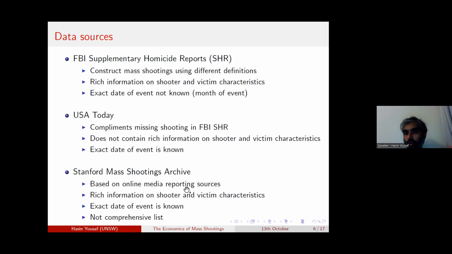This was based on online media reporting. Whenever mass shootings were reported online, they were captured here, and it collected much richer information on shooter and victim characteristics than the FBI Supplementary Homicide Reports. The exact date is also known. However, the drawback is that it's not a comprehensive list, and it doesn't aim to be. It aims to be a list of mass shootings that are more prolific.